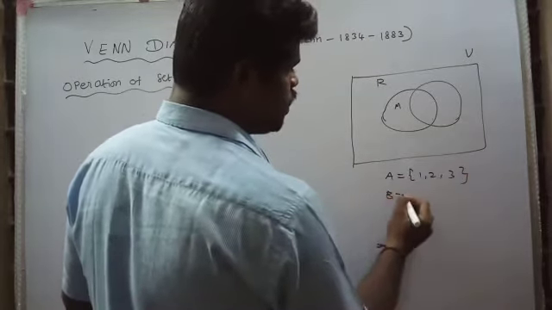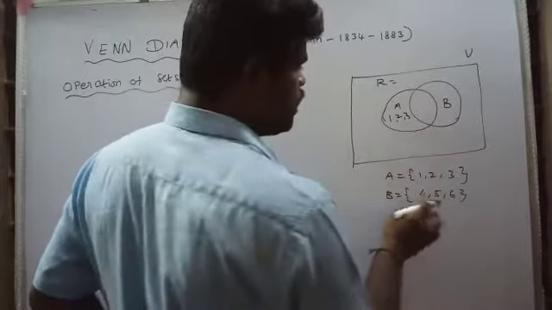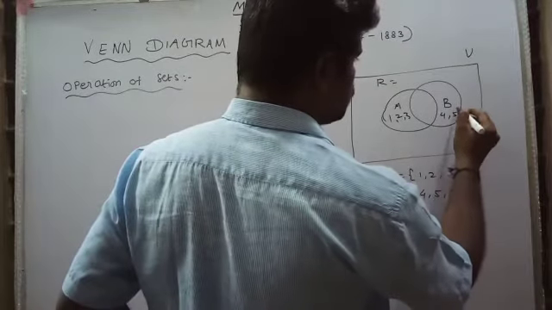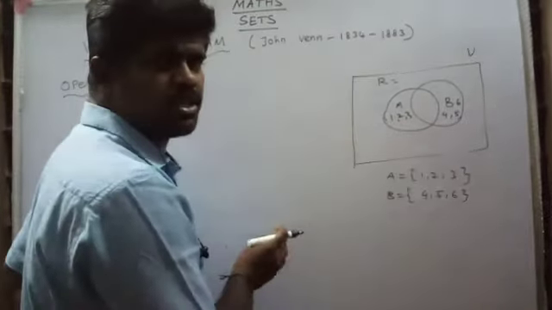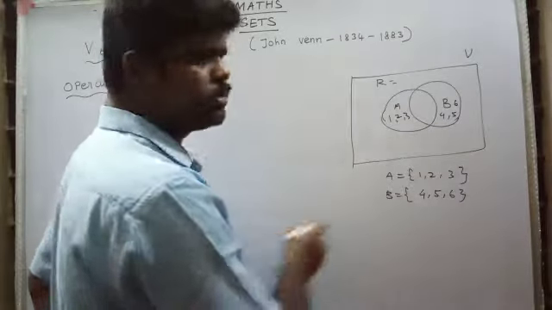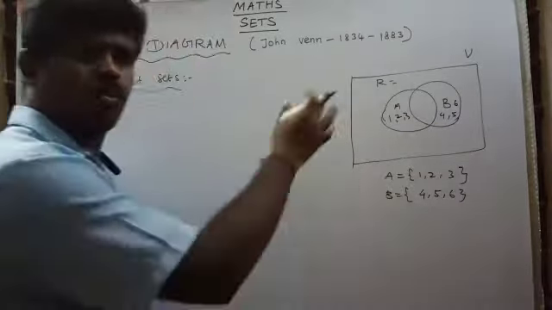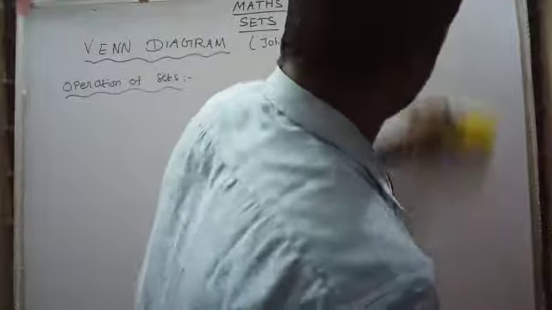Any two sets are connected in the diagram. This is A and this is B, within the set of all real numbers. A is equal to 1, 2, 3, where 1, 2, 3 are the elements, and B has 4, 5, 6. So we have to represent this relationship by a diagram. So this is called a Venn diagram. Okay, right. And operations of sets.